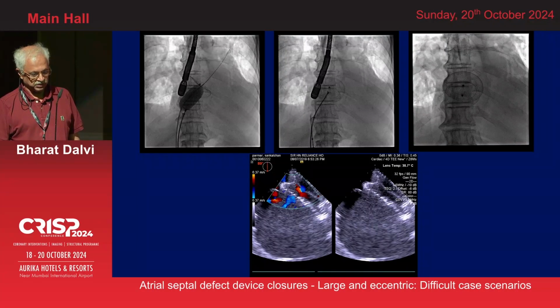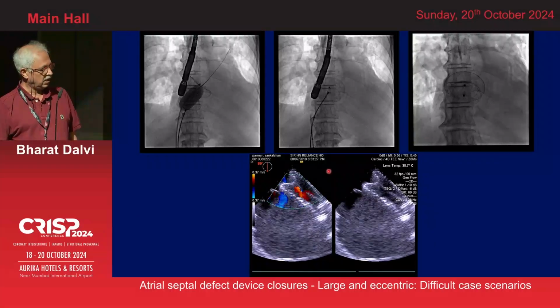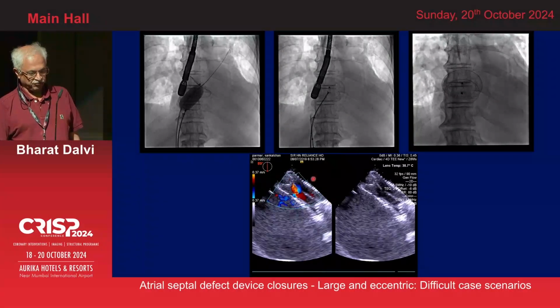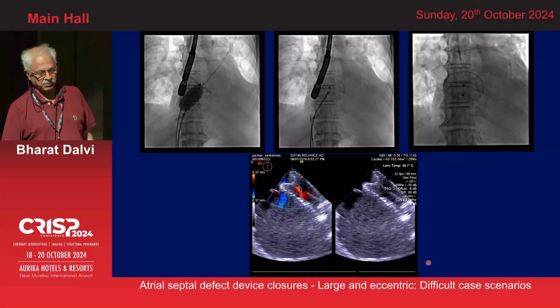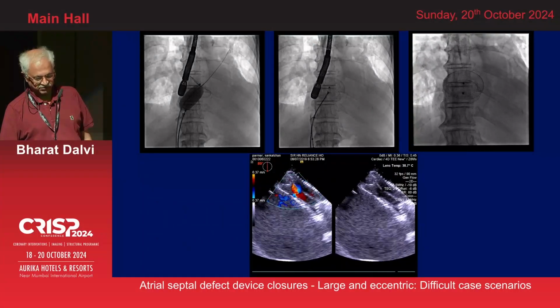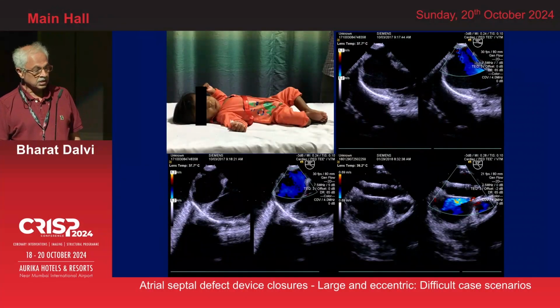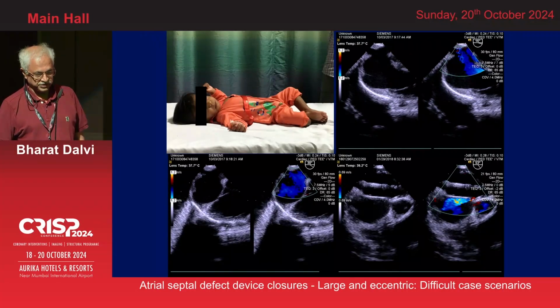And this was a 44 millimeter fenestrated device. And you can see that there is a flow across the fenestration, whereby you can decompress the left atrium and prevent acute pulmonary edema. This balloon-assisted technique can also be used in children.